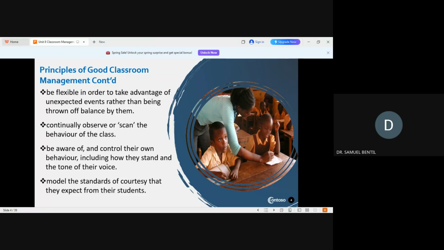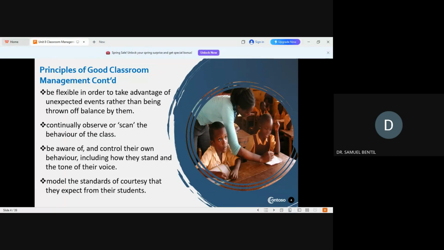That's why you should be mindful in your teaching. You must be able to scan through every corner of the class to detect some of these behaviors and deal with them. But if you are sitting down teaching, you will not be able to see all those at the back, and at times it becomes a problem. So you must continually observe or scan the behaviors of the class; it's not one spot, it's continuous. You must also be aware of and control your behavior as a teacher, including how you talk, how you stand, how you dress in the classroom, your intonation, the way you speak, your voice.